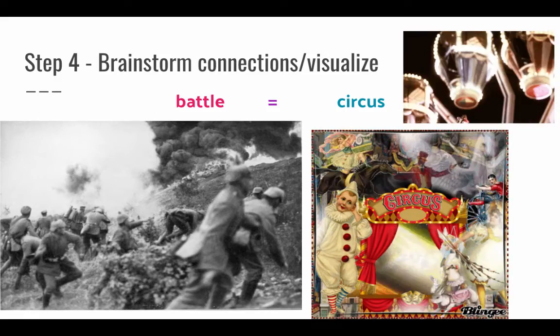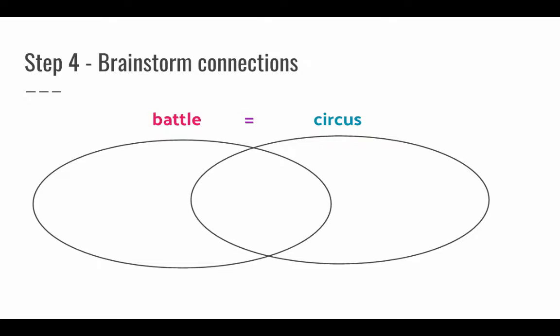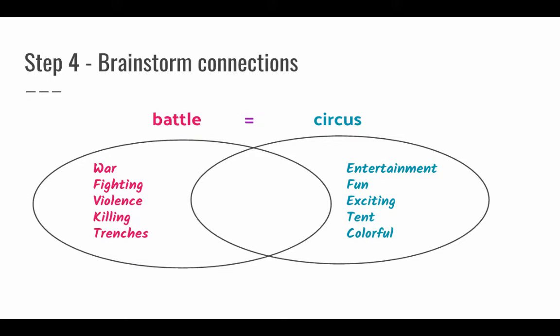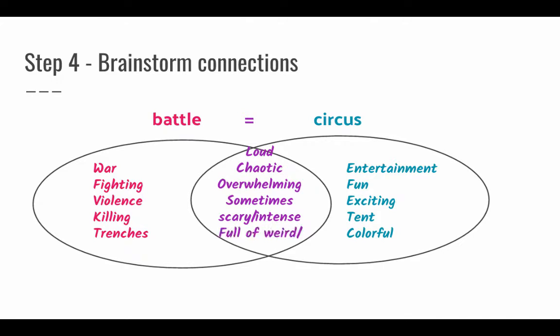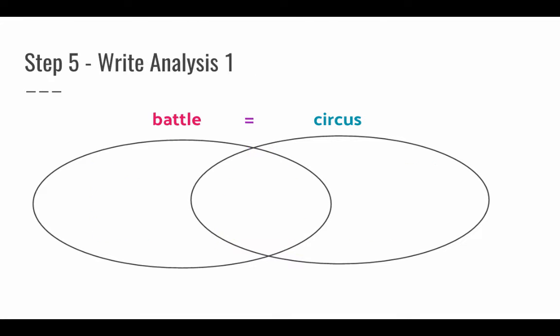Once I've gotten my visualization going, I can start to do my Venn diagram. So I know that a battle is war and fighting and violence, killing in the trenches. A circus I associate with entertainment and fun. It's exciting, there's a tent, it's really colorful. But what they have in common is what matters. So they're both loud, they're both kind of chaotic, they're both pretty overwhelming and overstimulating if you're there. They can both be sometimes scary or intense, and you think about clowns or the weird people who are at the circus, the tattooed man, things like that. And really that it's full of weird or freaky things that are not part of your normal everyday experience. So that's some of the commonalities I see between the two.